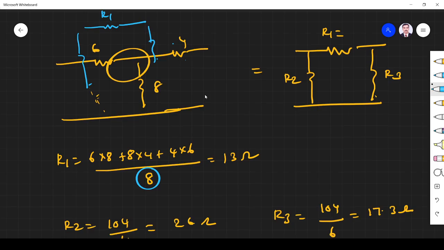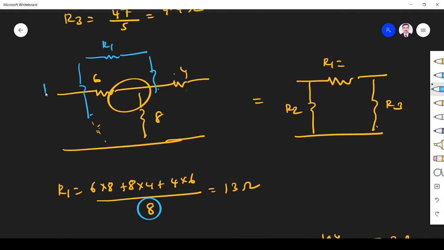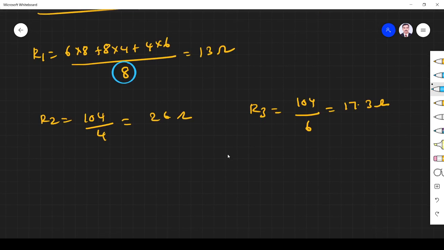R2 I want, where is my R2? This is my R2. So multiply by opposite side. Opposite side is 4. This is R3. So multiply by opposite side 6. Okay. So in this way we can find the answer.